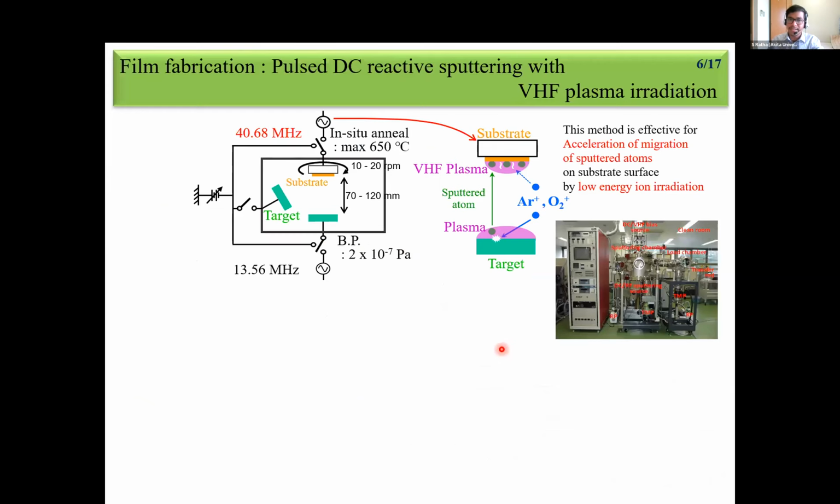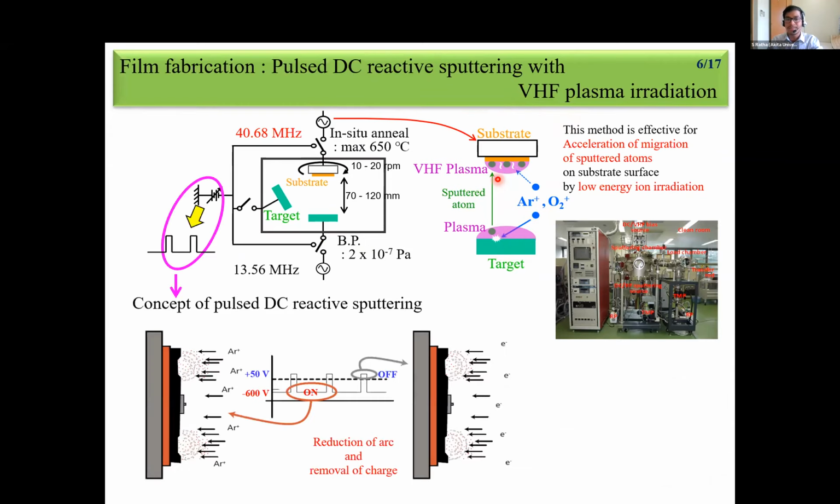So we started fabricating devices by using pulse DC reactive sputtering with very high frequency plasma irradiation. Like all sputtering machine, we have a target and substrate. We use the plasma of argon and oxygen. This high energetic plasma hits the target and it detaches an atom and it moves toward the substrate and make thin film. The most important thing is that it has pulse DC.